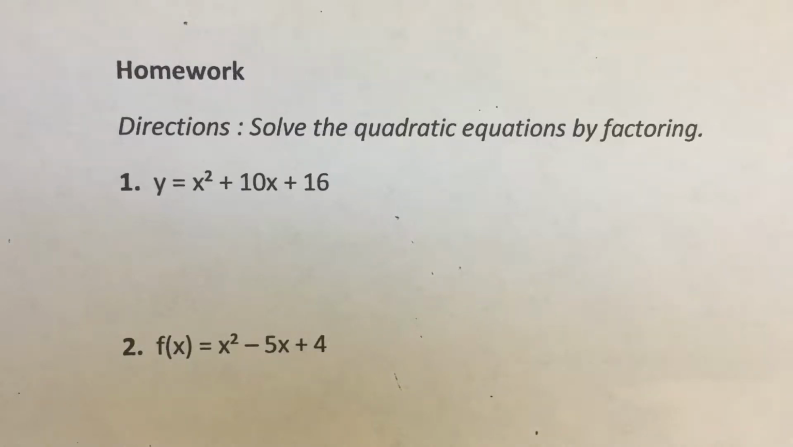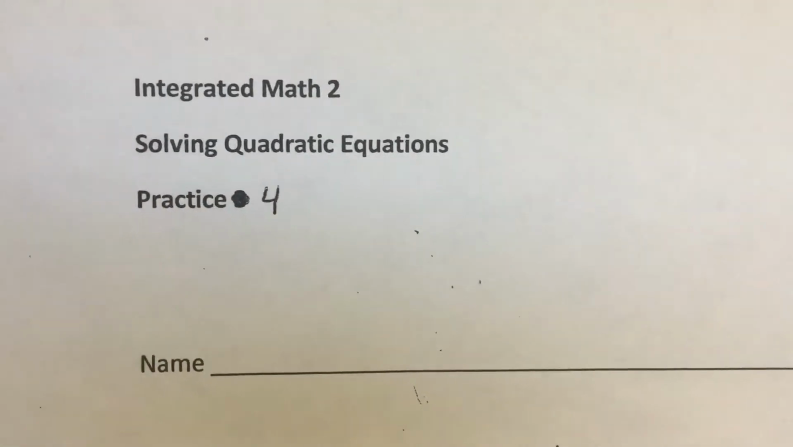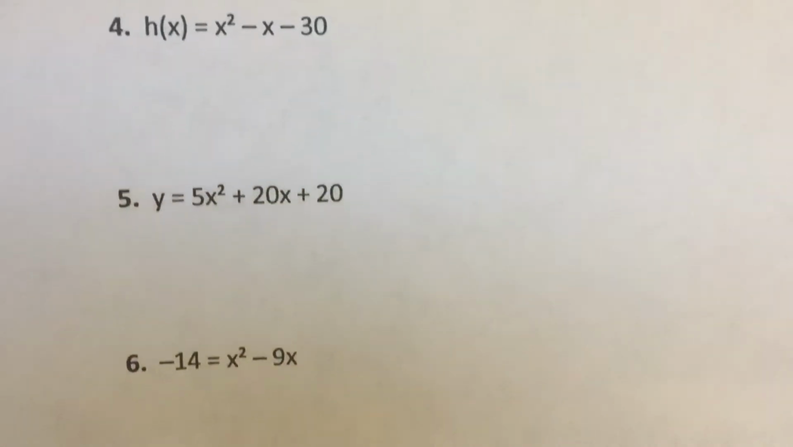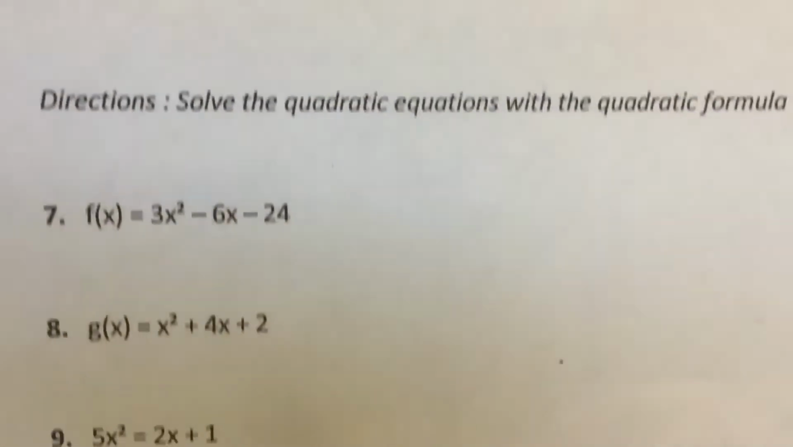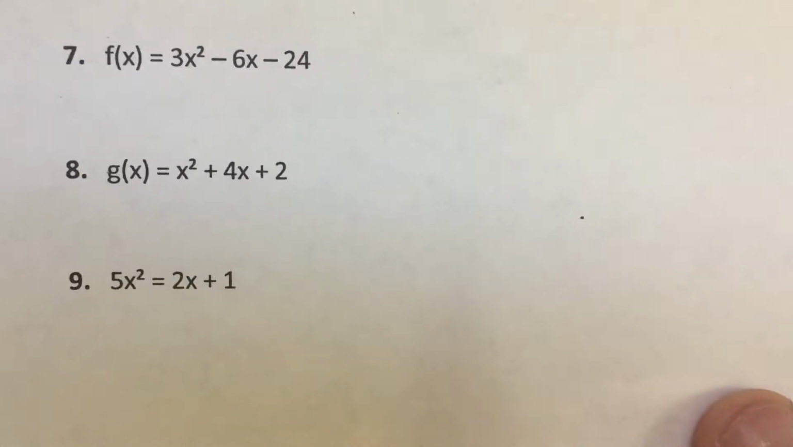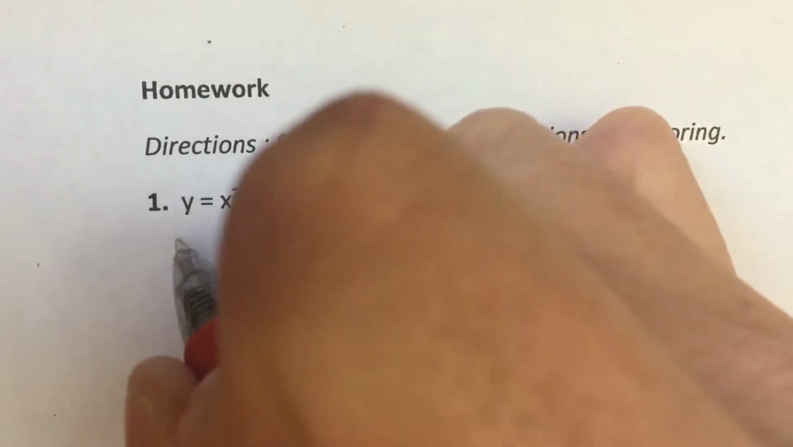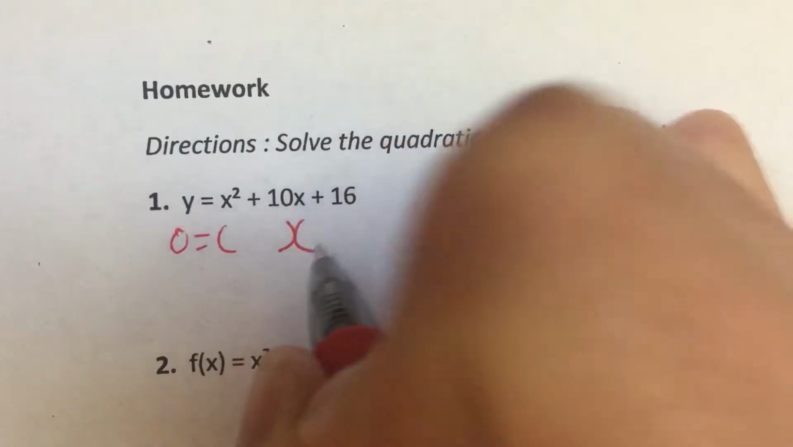Okay, welcome back everyone. This is the backside of Integrated Math 2, Practice 4, where we're solving quadratic equations. On the back I've given you 6 that I want to solve by factoring and 3 to solve by the quadratic formula. So starting with number 1, if we want to solve by factoring, set it equal to 0.